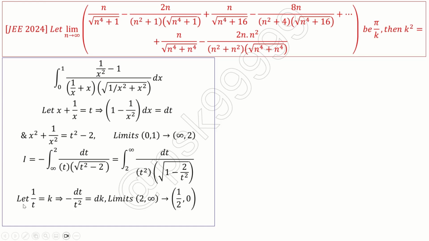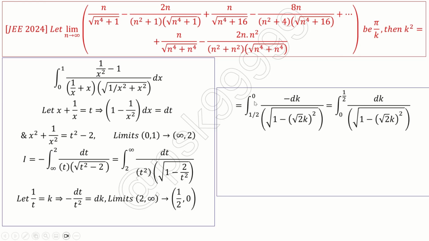So now I will take 1 by t as k, so minus dt by t square is dk, limits will change from 2 to infinity to half to 0. So half to 0 of minus dk by square root of 1 minus square root of 2k whole square. Basically this is 2k square.